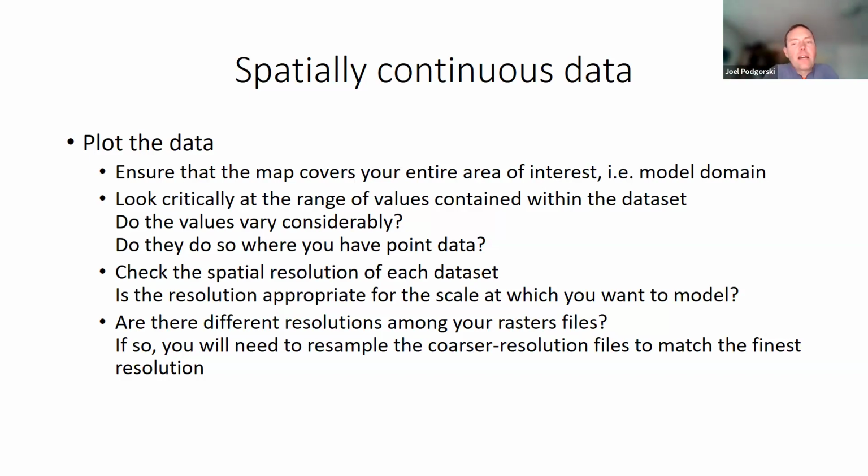Look critically at the range of values contained within the data set. Do the values vary considerably? Do they do so where you have point data? This is actually pretty good. It kind of goes back to the point that I showed in GAP, where we had the color indication if there's any variability in your data or not. If for all of your data points the value is the same, it would be saying, well, that variable doesn't do you any good. But here, does the value vary considerably?